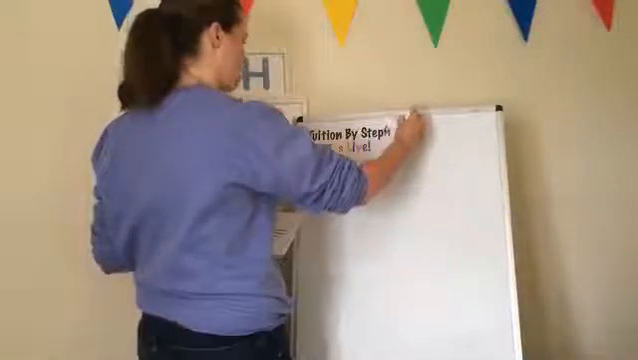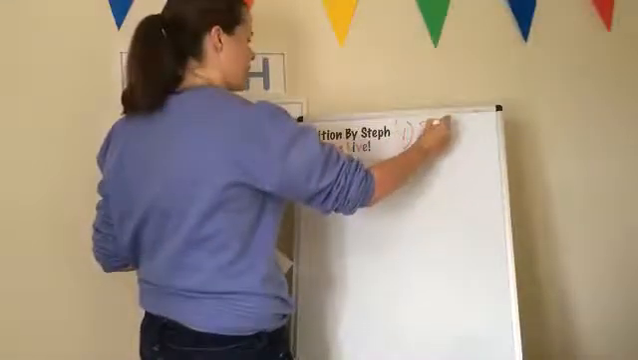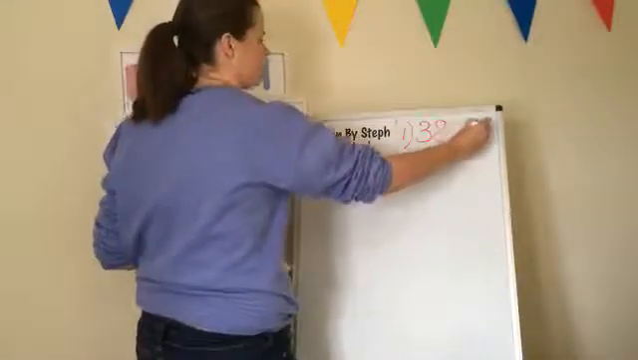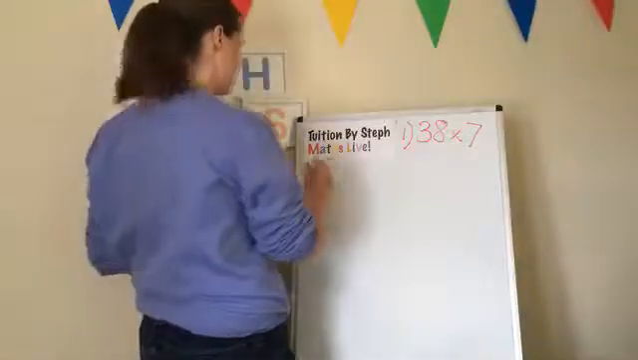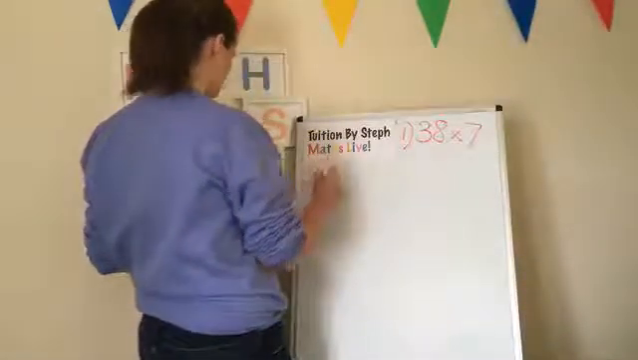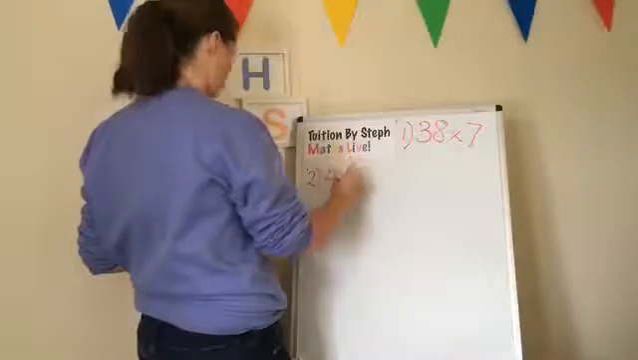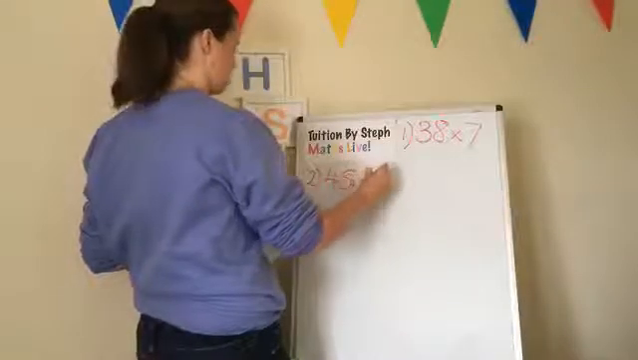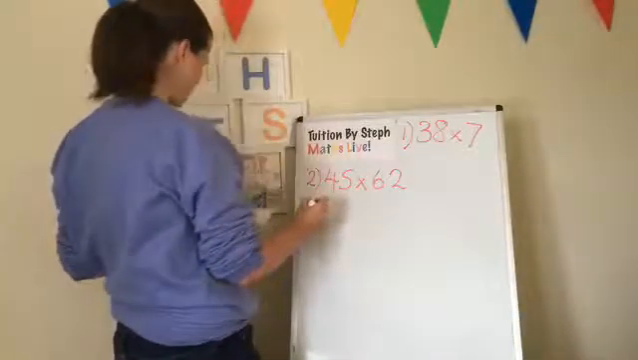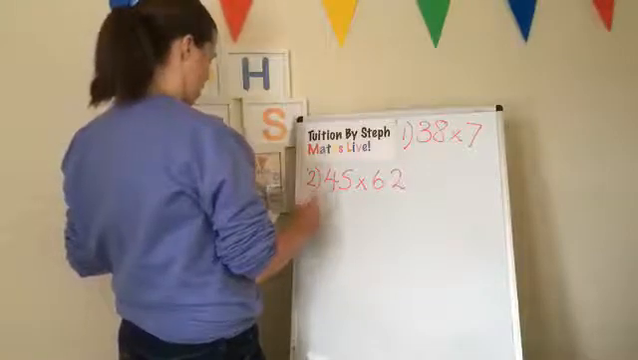So question 1 was 38 times by 7. So even if you've already done it, check it. Question 2 was 45 times by 62. And I'll see if I've got room.